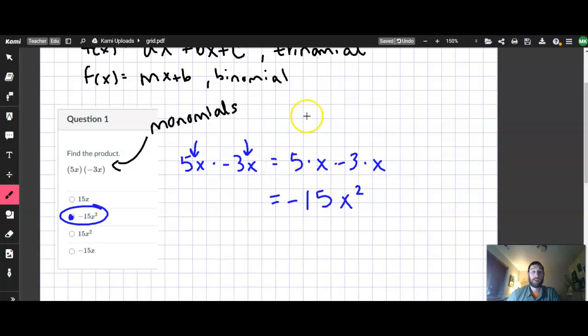The key piece about this is that we didn't need the parentheses because there was no addition or subtraction. It was only multiplication, so we could rewrite that multiplication without the parentheses with the multiplication sign, and then further rewrite it by including those symbols to help clarify that we were doing 5 times negative 3 to get negative 15, and x times x to get x squared. Awesome. Let's take a look at question 2.